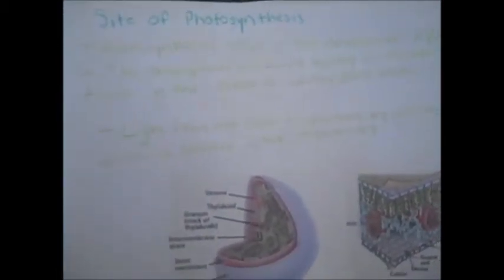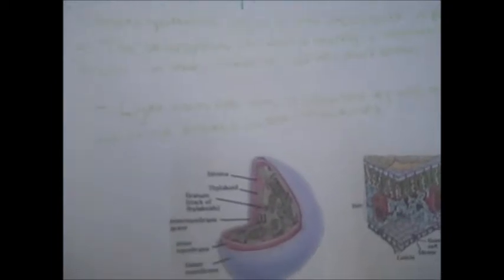Site of photosynthesis. Photosynthesis occurs in the chloroplasts of plant cells. The chloroplasts are found mostly in the mesophyll tissue in the interior of the plant leaves. Light from the sun is absorbed by the chlorophyll, which is located in the thylakoids.